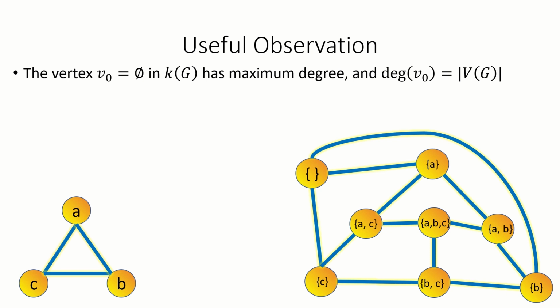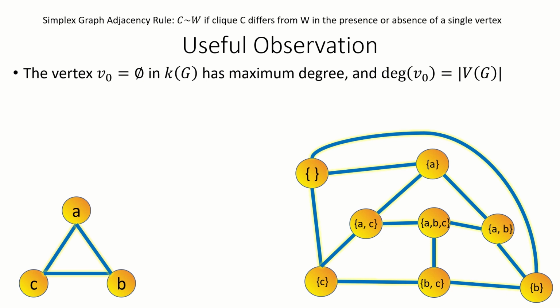To prove the zero clique has maximum degree, we only need to show that no vertex in the simplex graph can have degree greater than the number of vertices in the original graph. Think back to the adjacency rule for simplex graphs. A vertex C is adjacent to a vertex W if the clique corresponding to C differs in the presence or absence of a single vertex from the clique corresponding to W.